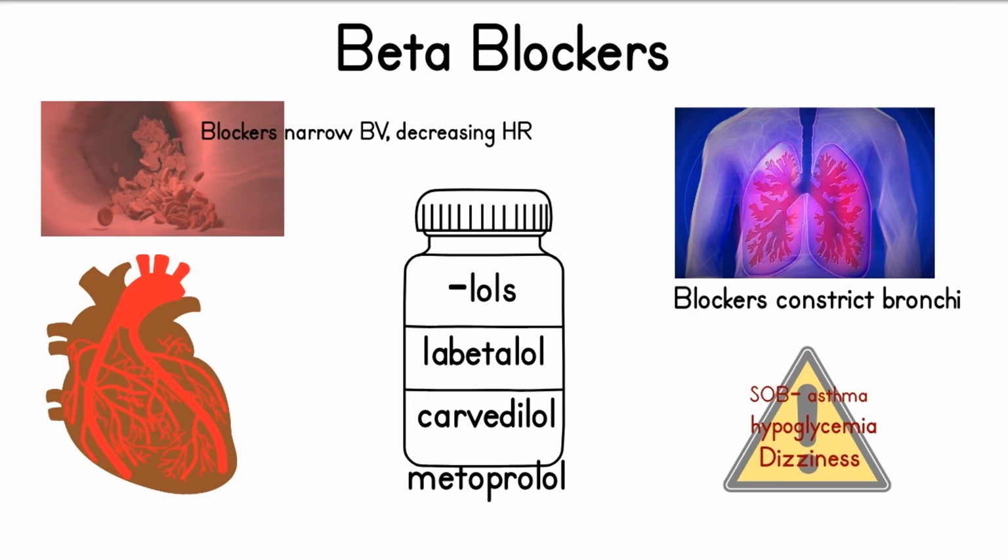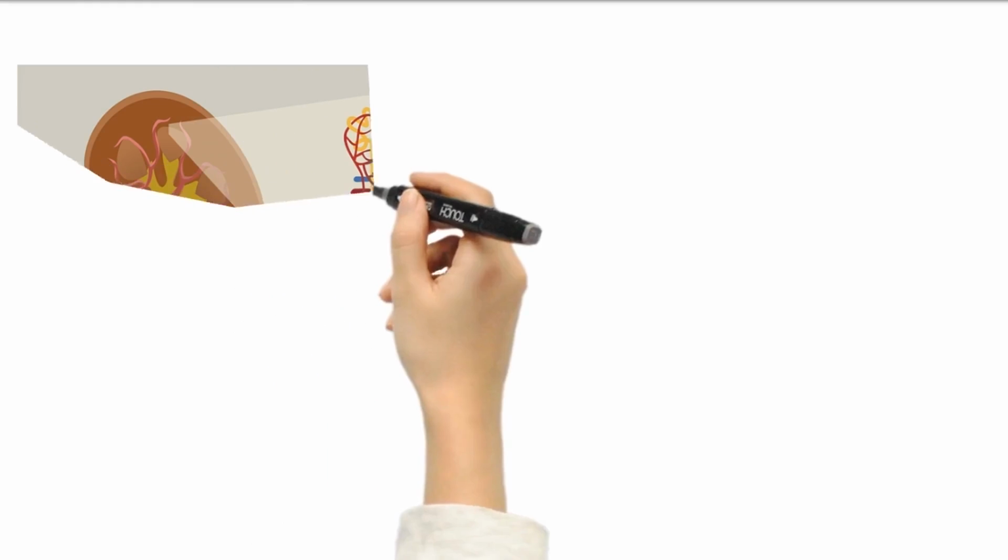Beta blockers can also cause hypoglycemia unawareness, in which the patient may not realize that their blood sugar is too low. It's important to encourage them to monitor their blood sugar regularly. Other side effects include cold hands and feet, fatigue, low blood pressure, dizziness, and a decreased libido. Examples of beta blockers include drugs ending in lol, such as labetalol, carvedilol, and metoprolol.